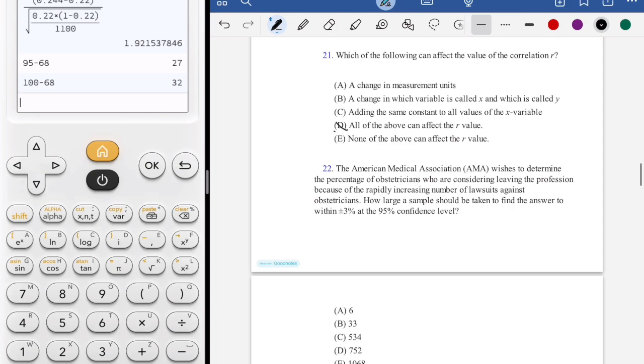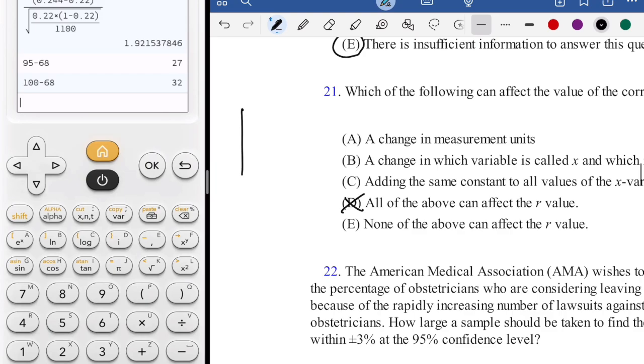So it's definitely not D because I already eliminated one of them. Adding the same constant to all values of the X variable, that's just going to shift everything over to the right. That's not going to affect the correlation. I'm just trying to visualize, just making sure. So if I have, let's say, this set of values here, and I pick them up and shift them over to the right, the strength of the relationship between these values is not going to change. All right, so it's going to be the same here as it is here. The line that fits the data will be different, but that won't affect the correlation.